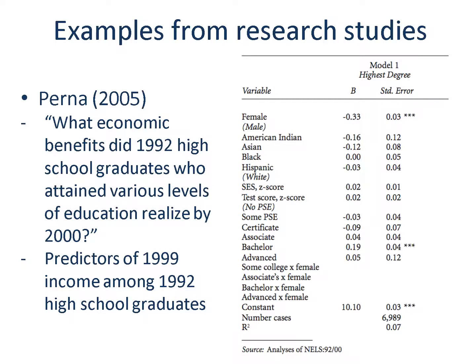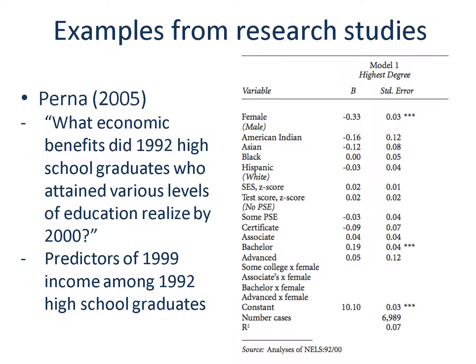So how are regression models employed by actual studies? Perna 2005 examined a research question that is, what economic benefits did 1992 high school graduates who attained various levels of education realize by 2000? Basically, she tried to predict the income level based on the level of education, as well as other demographic and academic factors such as gender, race, socioeconomic status, and test score.